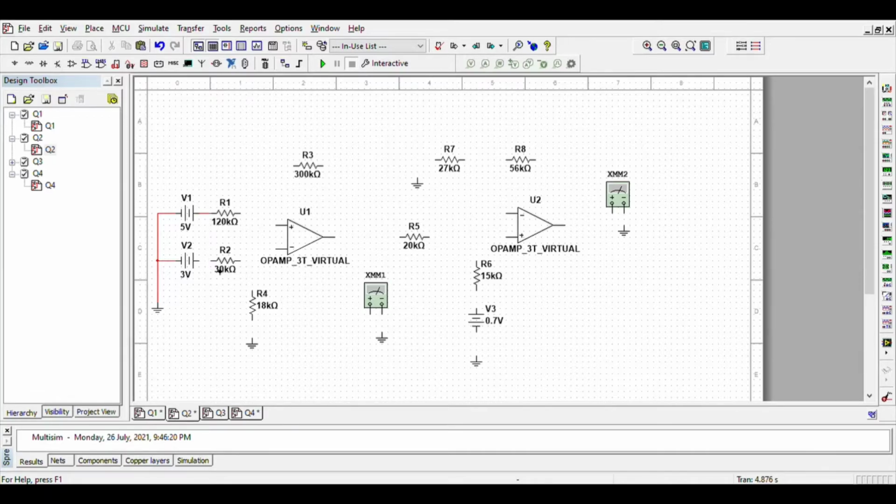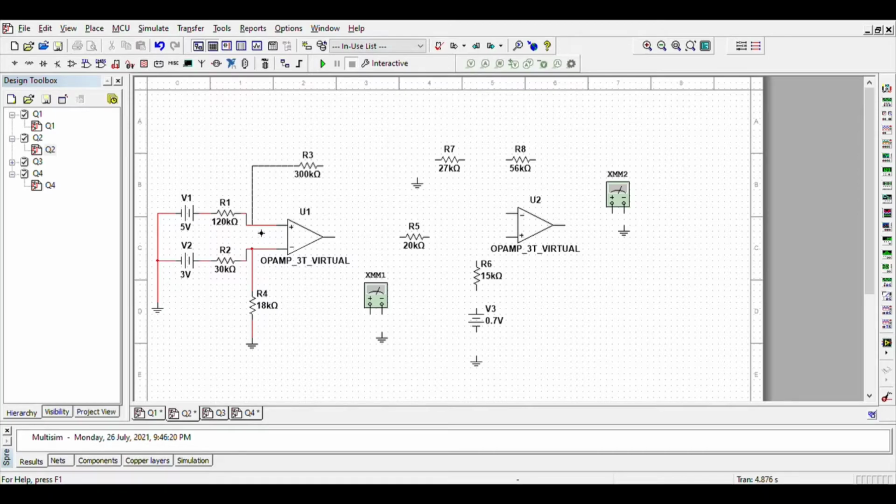R1 is connected to 5 volts, and R2 is connected to 3 volts. For positive, it is connected to R1, and for negative, it is connected to R2. R4 is connected at R2, then connected to ground. Don't forget about this, okay?